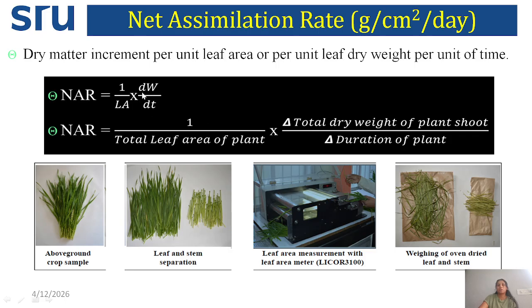dW by dt means the total dry weight. It is the difference between the total dry weight of the plant over the duration. For example, for 60 days and 30 days, you take the difference between the dry weight at 60 and 30 days. That will give the dW by dt. And the total leaf area of the plant at the end of 60 days you need to measure. So this much leaf area, with this much dry weight gain, will tell you how much the plant has grown between 30 and 60 days.